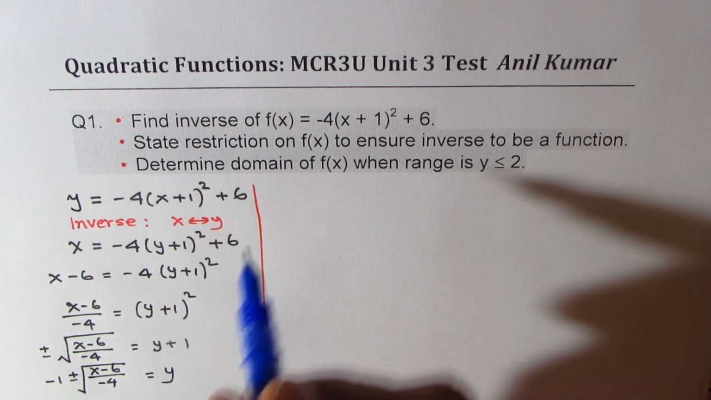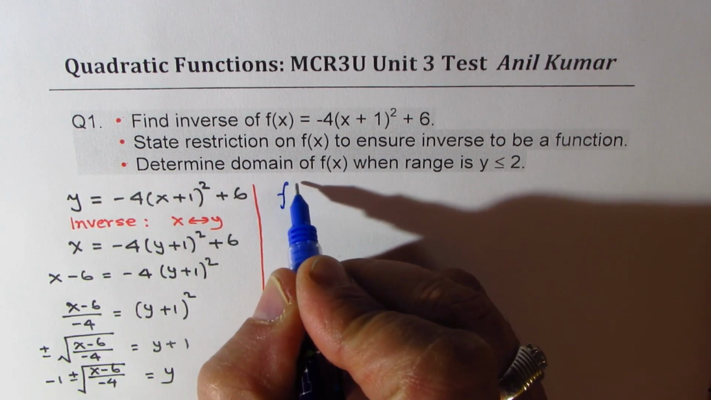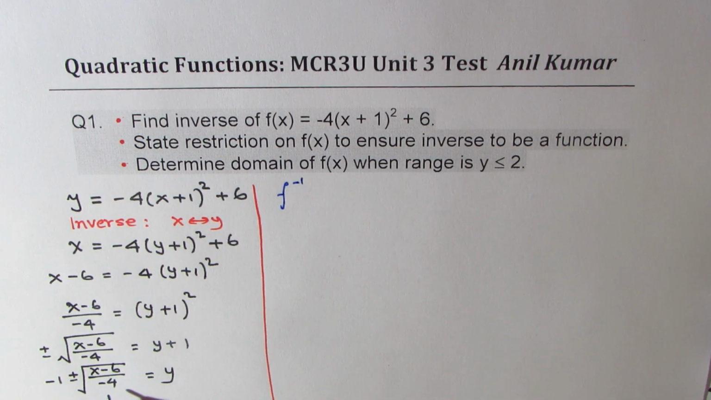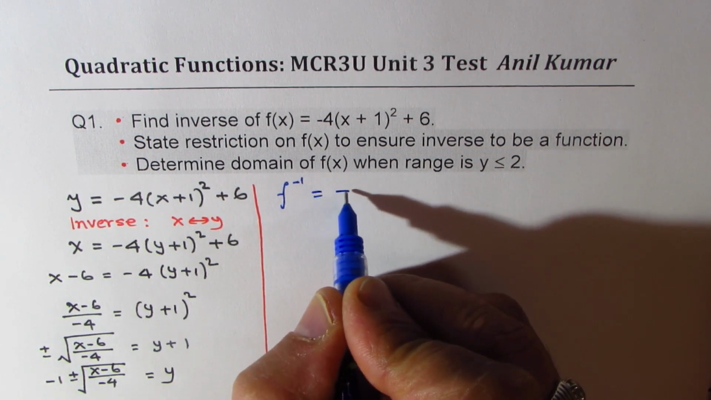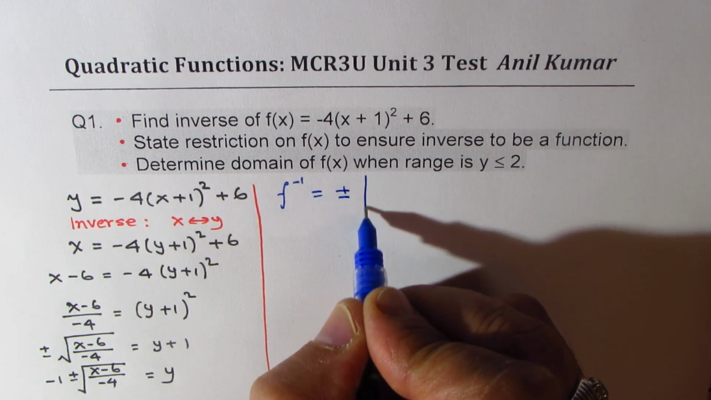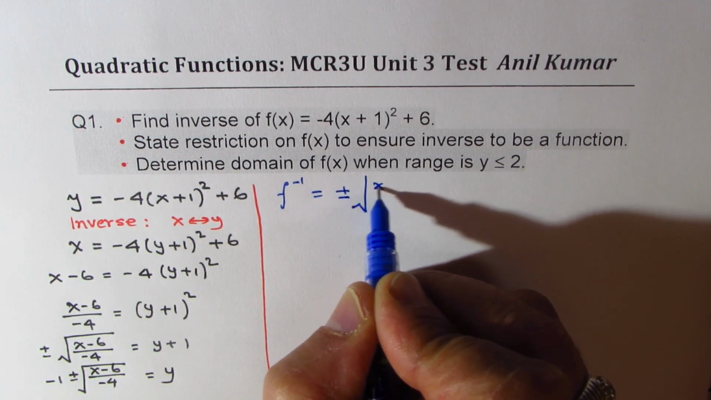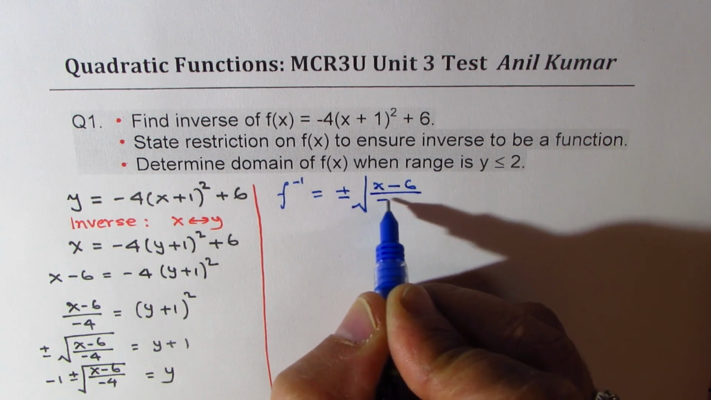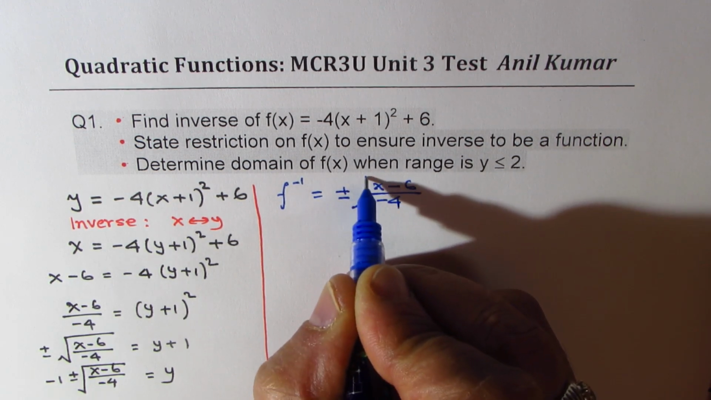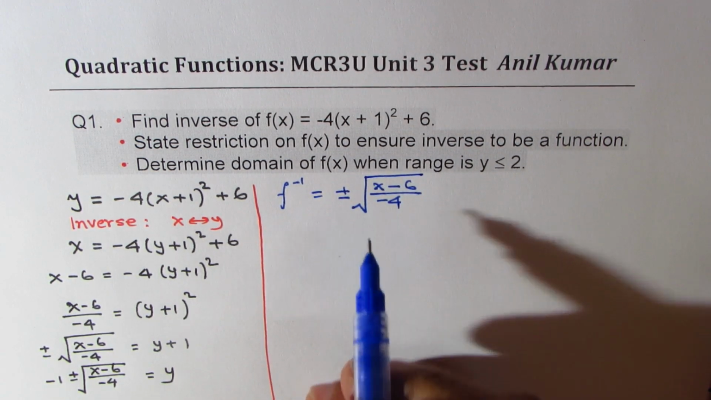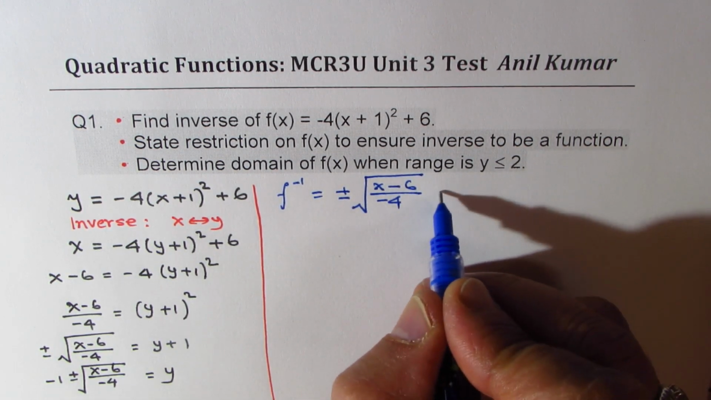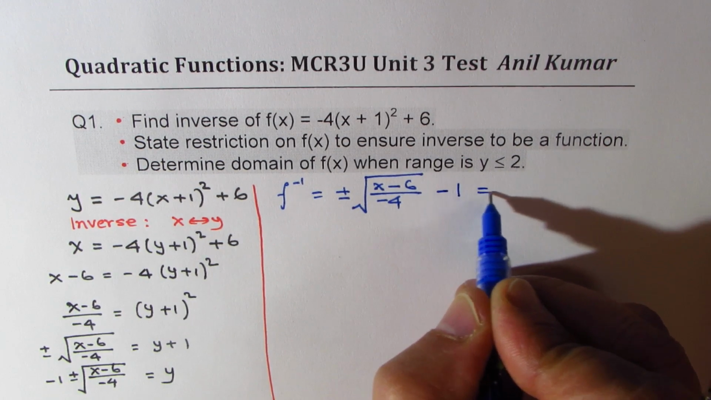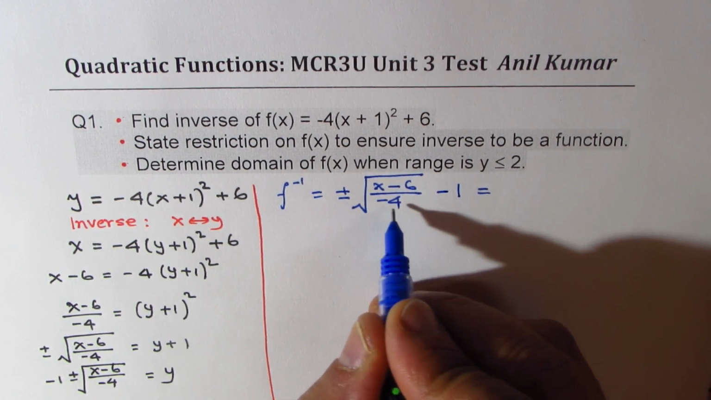Let me rewrite right here inverse. Now you can see that inverse is not a function because of this plus minus. So we are writing this as plus minus square root of (x minus 6) divided by minus 4. Now minus 4 is also within the square root. Okay. You could write this as half outside and things like that. Minus 1. You could write like this also.